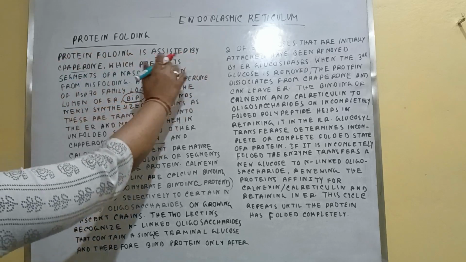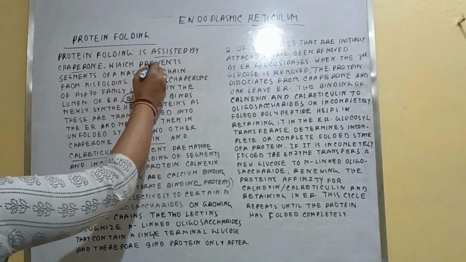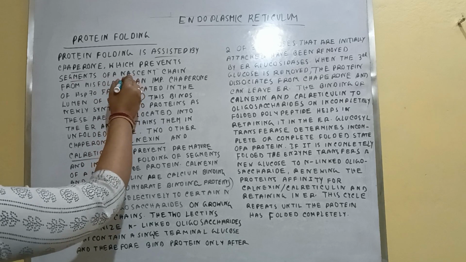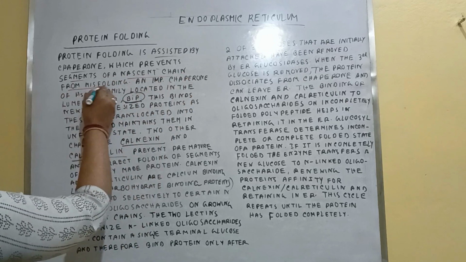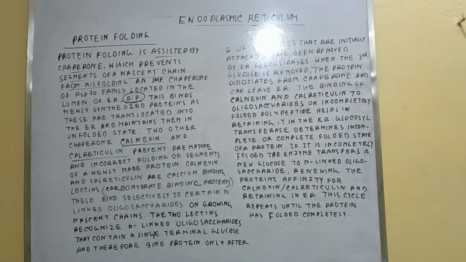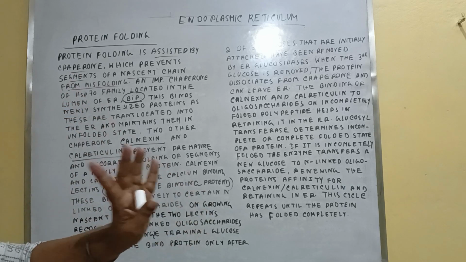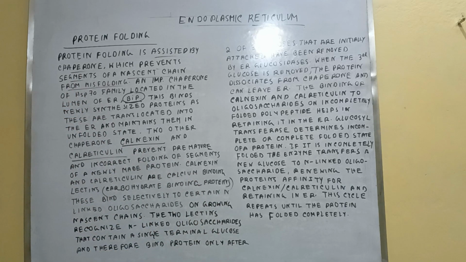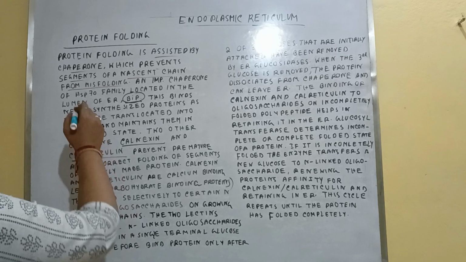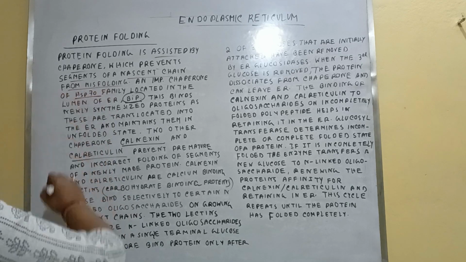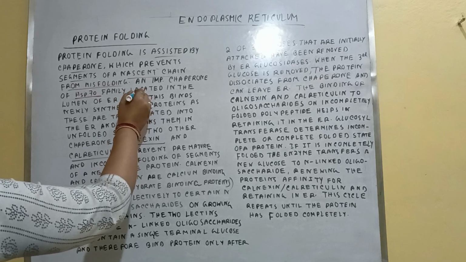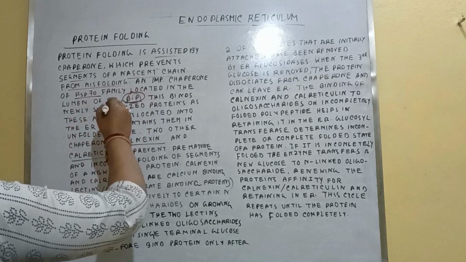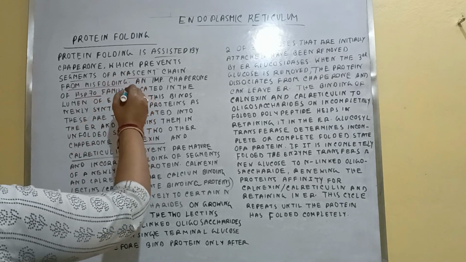Protein folding is assisted by the chaperone, which prevents the segments of a nascent chain from misfolding. Okay, I said that the misfolding or not may be an unfolding situation. An important chaperone is of the HSP70 family, that is BiP, present in the endoplasmic reticulum.